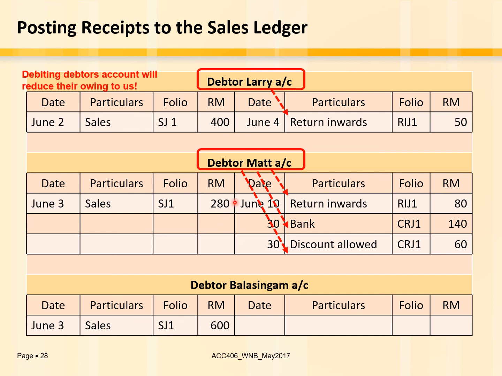Dia beli dengan kita 280. Lepas tu dia pulangkan balik 80, tinggal 200 hutang dia. Lepas tu dia bayar 140, kita bagi dia diskaun 60. So, habislah hutang dia dengan kita. Yang debtor Balasingham ni kalau you perasan, dia tak ada bayar apa-apa dan dia tak ada return apa-apa. So, dia ni masih lagi berhutang dengan kita. Macam itulah.